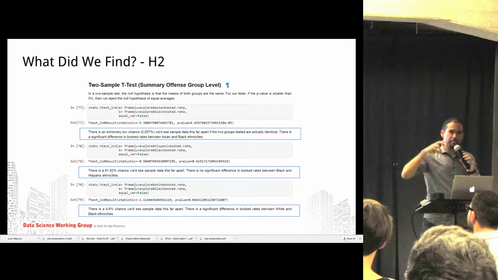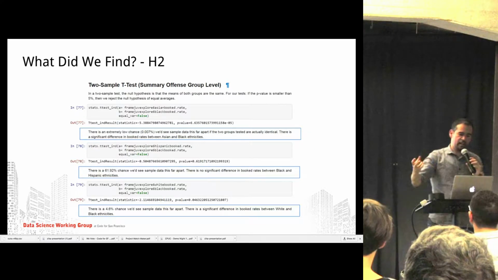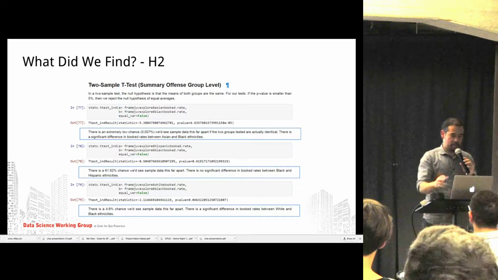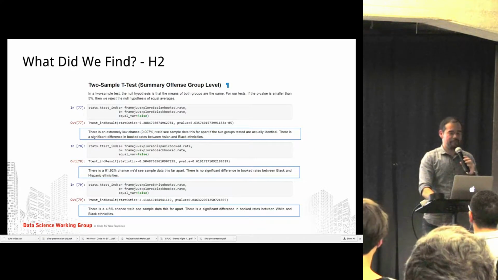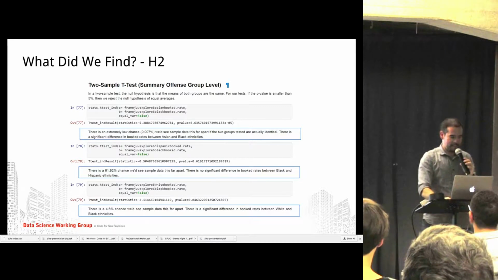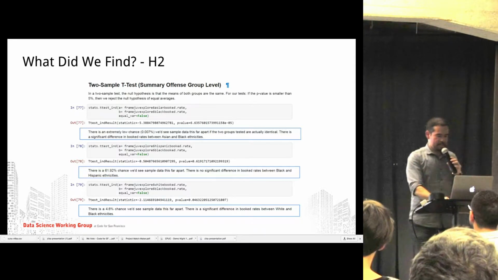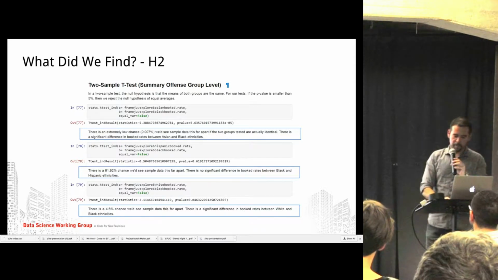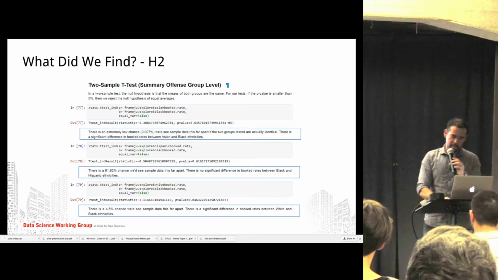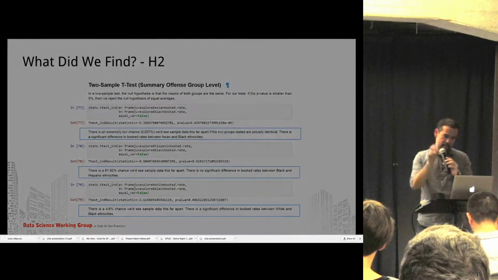And you can either be booked or you can be cited. Blacks are booked at a much higher rate. And there's no difference between blacks and Hispanics in being booked. And there is a significant difference between whites and blacks, with whites being significantly less.